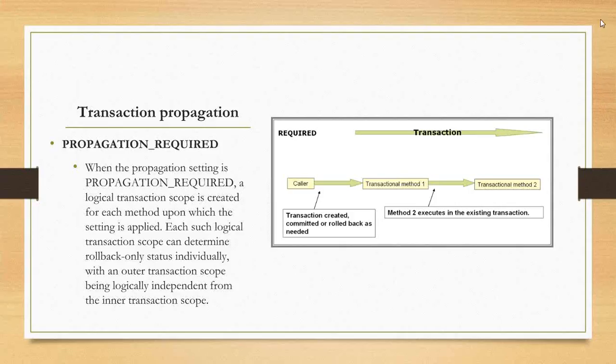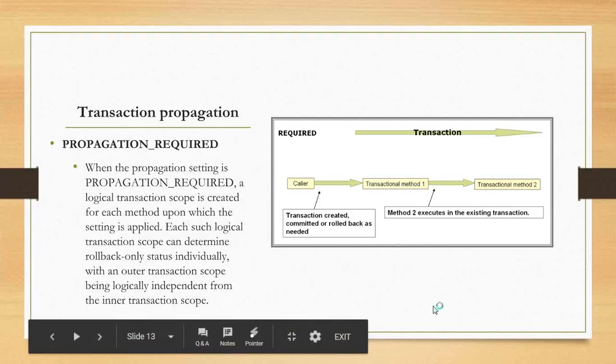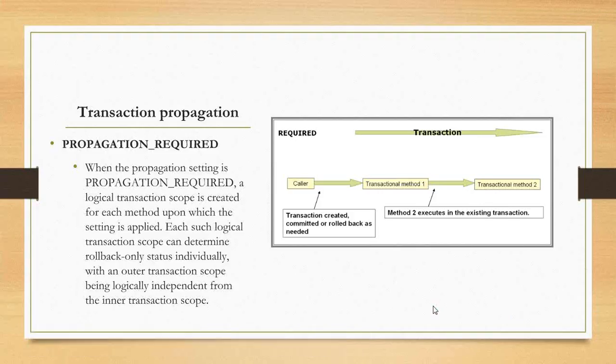Yes. That means, let's say transactional method 1 is calling transactional method 2. Now, first of all, for method 1, you already got the transaction scope here, if you can check this. Already you got the transaction scope, right? So the transaction is created, and you commit or roll back as needed. Next, method 2 executes in the existing transaction context itself.